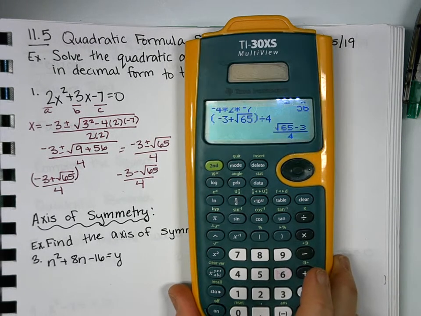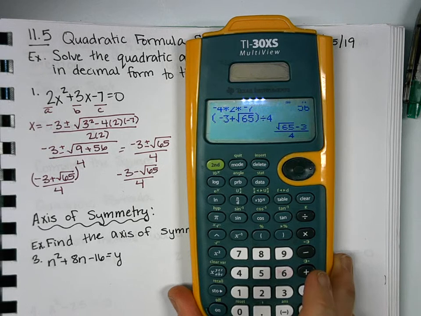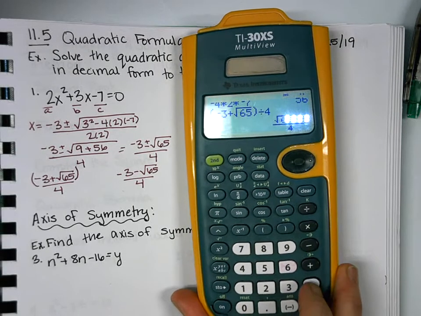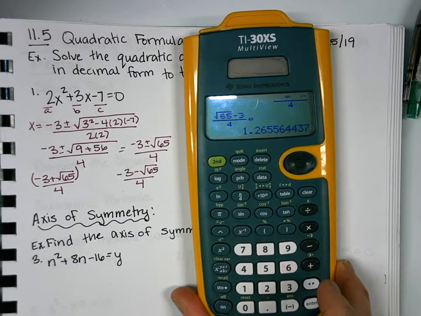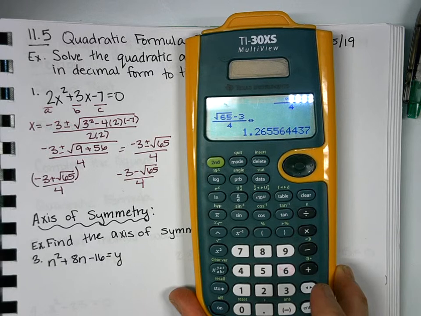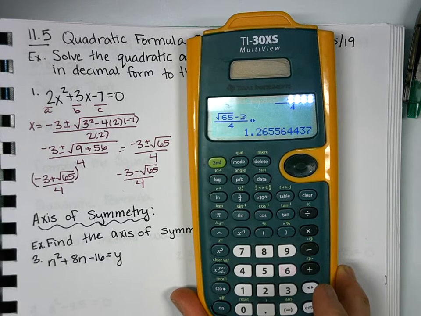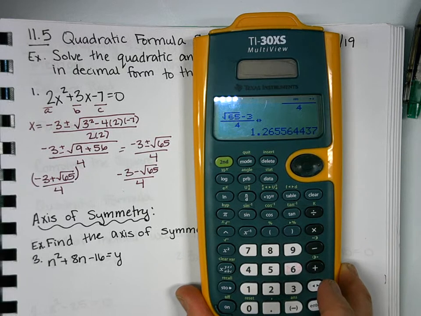Did anyone just get this as their answer? Anyone remember how we can turn that to a decimal? These double arrows right here above enter, hit those and it'll turn it into a decimal for you. Can't you just change them? You can, but this works too. So you should get 1.2655 blah blah blah.